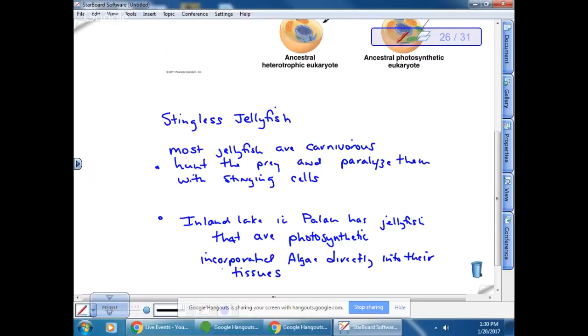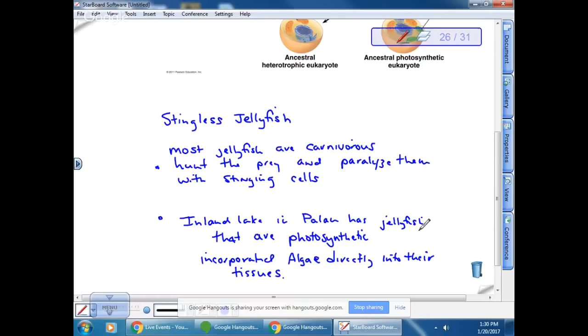And they benefit the algae because they swim up to the surface during the day, and then they go down at night to avoid predation. And they kind of turn so that all the algae in the jellyfish get a sufficient amount of light. And then the algae provide the jellyfish with energy. They provide the jellyfish directly with sugar. So the jellyfish do not have to have stinging cells and have subsequently lost their stinging cells.